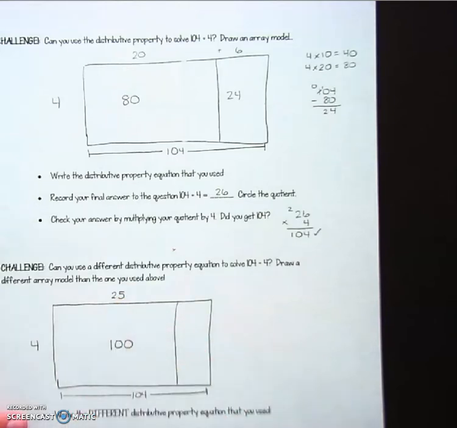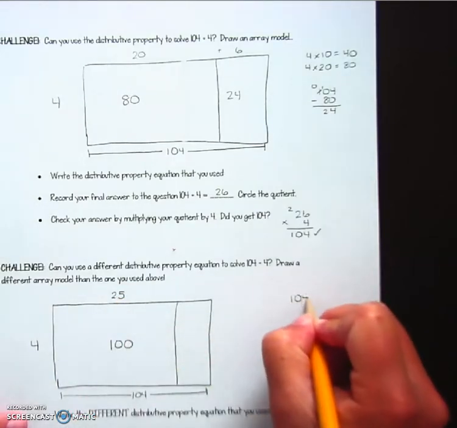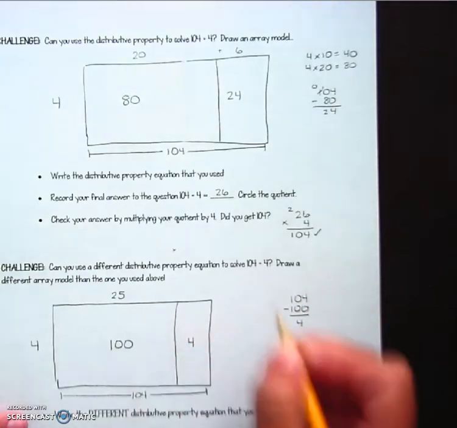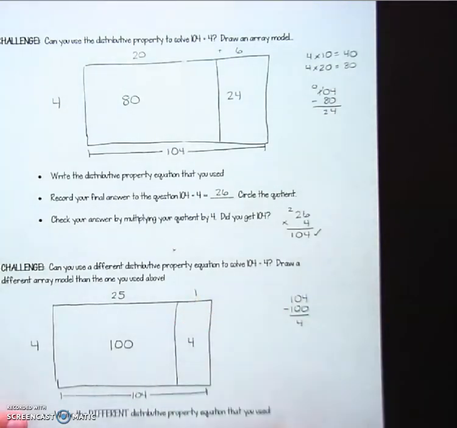So if I multiply by 25, that leaves 100 pieces that I've used. Well, 104 minus 100 means that there's 4 pieces left here. That's a group of 1. 25 plus 1 is still 26.